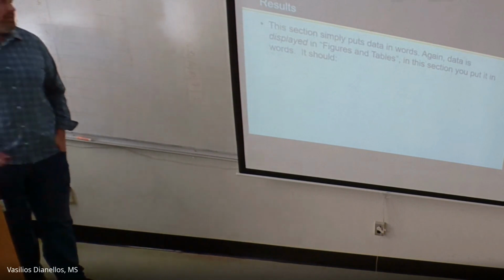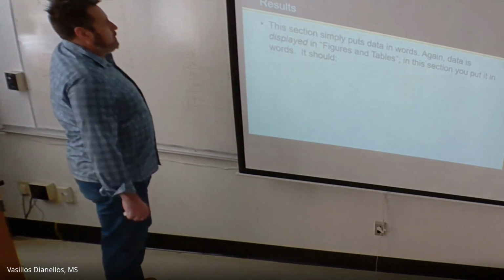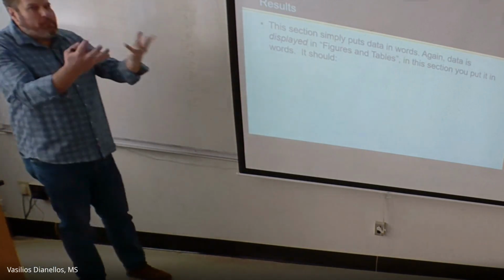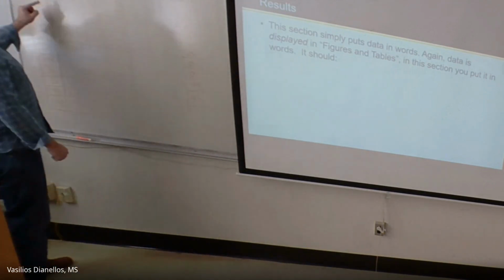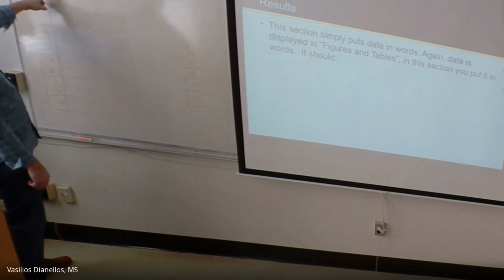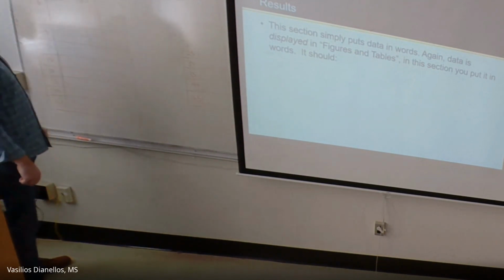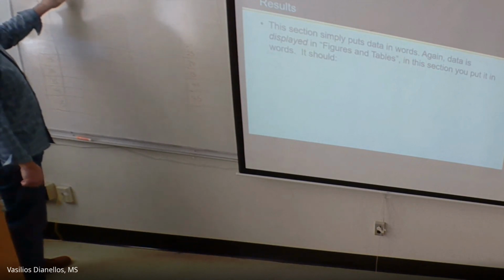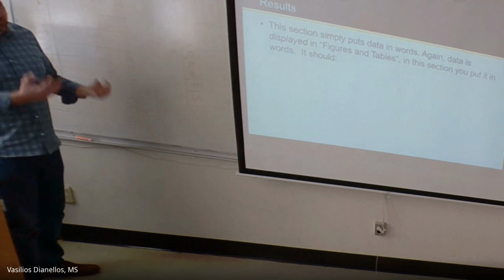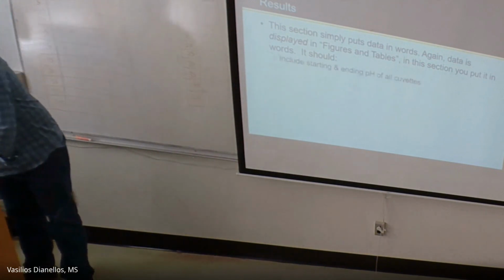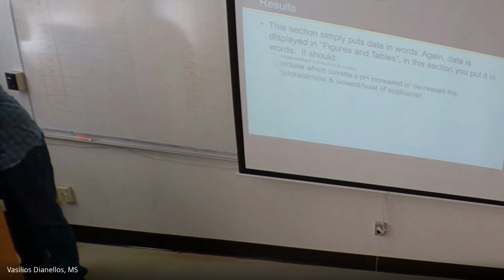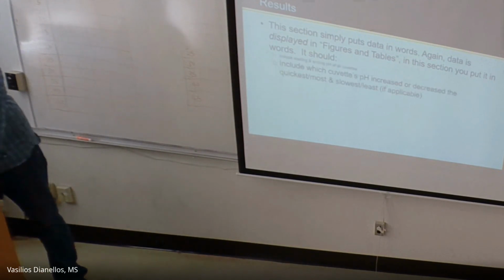The results section. It should simply put the data in words. So yes, everything that's going to be here on the table, you're just going to put it in paragraph form. The cuvette closest to the light started at a pH of blank and ended at blank. The cuvette here started at this pH and you're just going to put it in words. Does that make sense? Just put it into words. That's all. It should include the starting and ending pH of all the cuvettes. It should include which cuvettes increased the quickest.